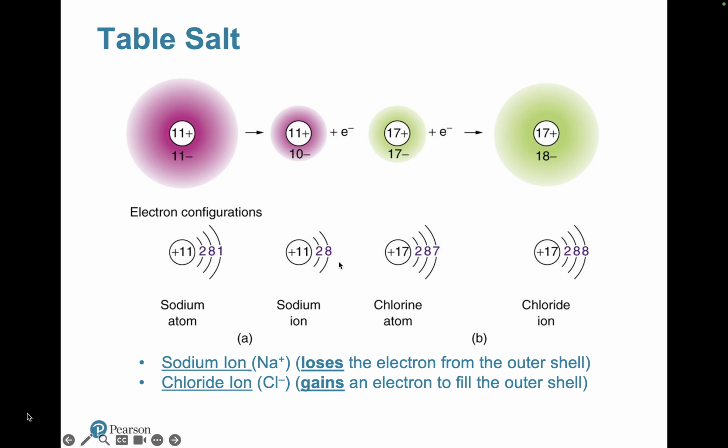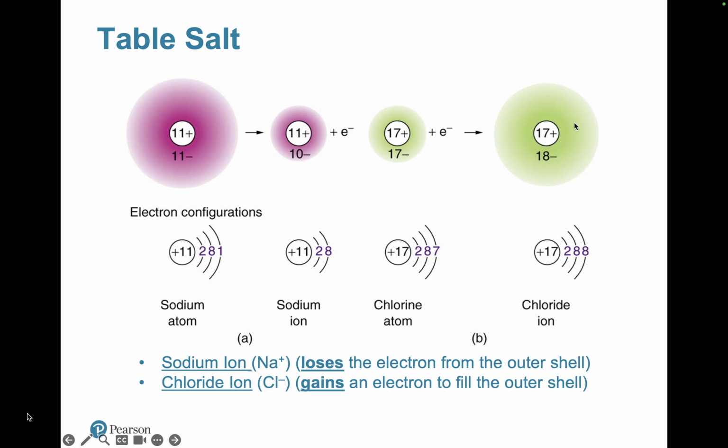So let's talk about table salt. I always use table salt as the example here, right? And so here's sodium, and sodium at this point right now has 11 electrons, and it really wants to lose that 11th electron, that 1 extra electron, right? So that it can have a full shell. So it will lose that 1 electron, making it only have 10 electrons now, right? And it will lose that electron. And guess who takes it?